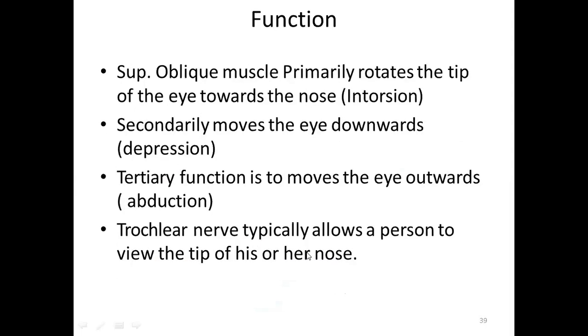The function of the superior oblique muscle is primarily to rotate the tip of the eye towards the nose, which we call intorsion, and the secondary movement is depression. Tertiary movement is abduction. The trochlear nerve typically allows the person to view the tip of his or her nose. The trochlear nerve is helpful in observing the tip of the nose.